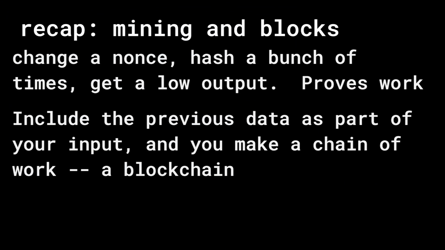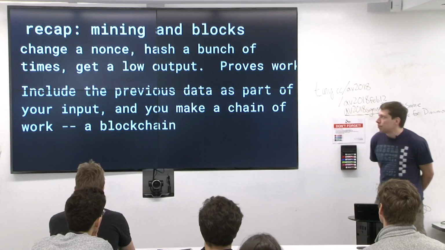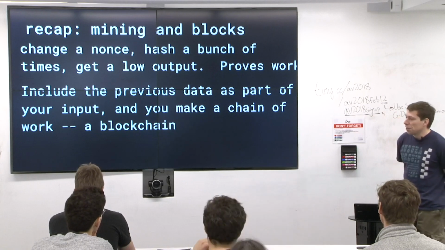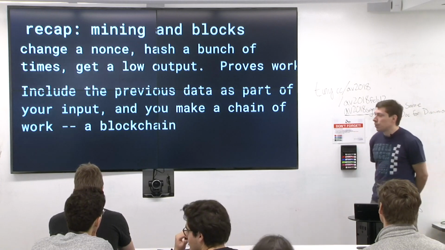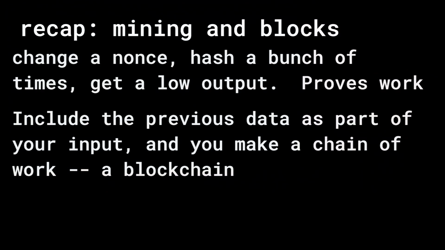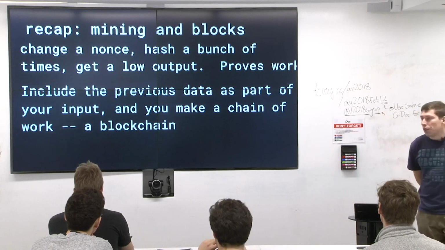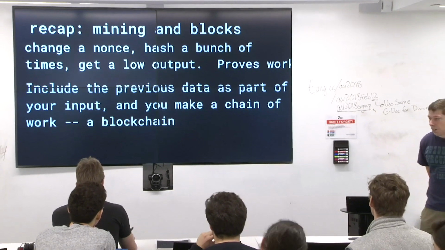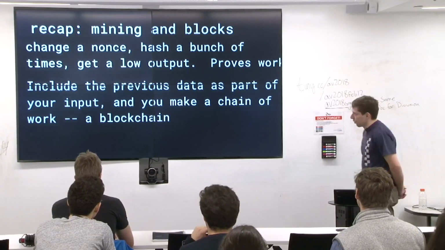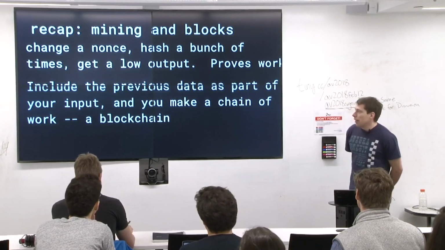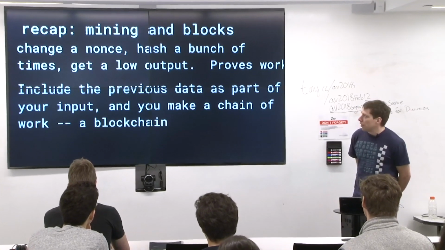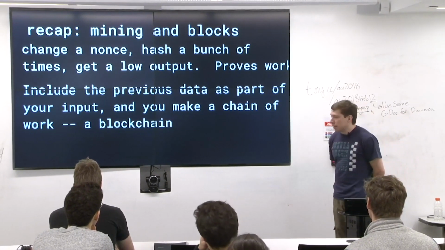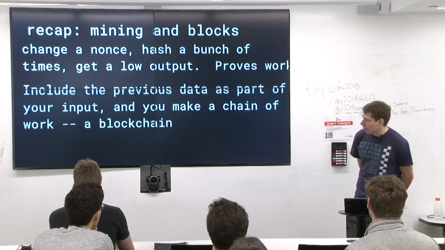Okay, so mining and blocks, I think you sort of got the idea with the Lamport signatures. If you've looked at the current problem set, it makes a lot of sense. You change a nonce a bunch of times, hash, try to get a low output. So you get the idea of mining, right? You're proving work by repeatedly going through different nonces, trying to find a certain hash output that there's no shortcut to. You just have to guess and check. And now if you include the previous data as part of your input to that hash function, you can make a chain of work. And that's what we call a blockchain, I guess.